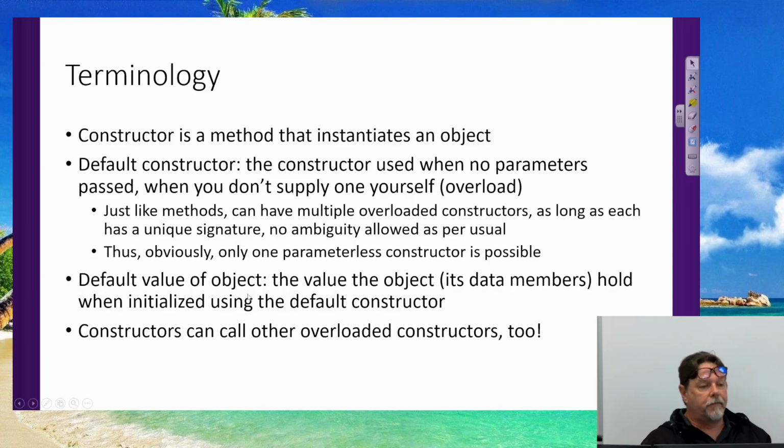Okay, another term: the default value of an object. If you see that on a quiz or something, what is the default value of an object? It's the value that the object and the data members it's composed of hold when it's initialized using the default constructor. If the default constructor was used, the value of the object is the default value. And this is pretty powerful too. Constructors can call other overloaded constructors. You see that quite a bit too for complex objects that are composed of other things.